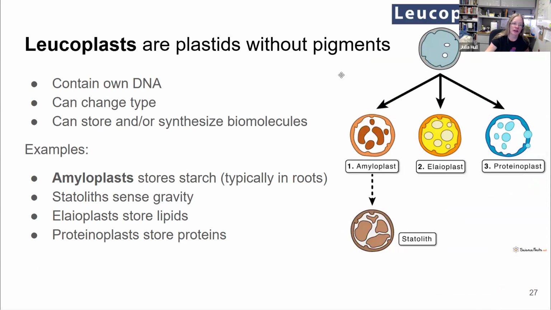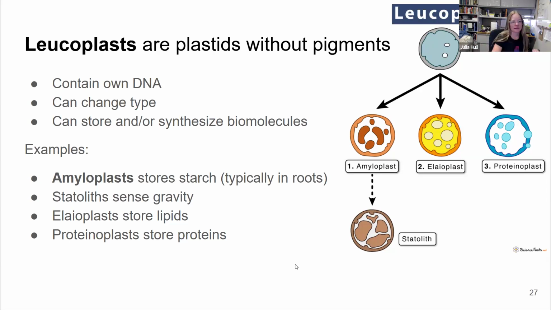There are actually other kinds of plastids. So chloroplasts are one kind of plastid. Plants actually have lots of plastids. Leucoplasts are plastids that don't have pigments, right? So that's the thing that separates them from chloroplasts. Chloroplasts have chlorophyll, and leucoplasts are plastids that don't have that photosynthetic capability.